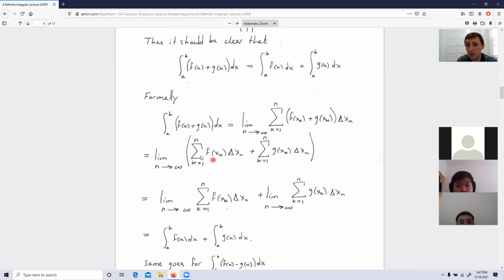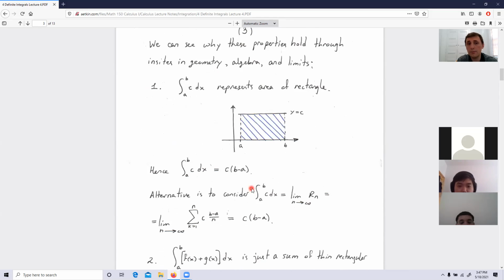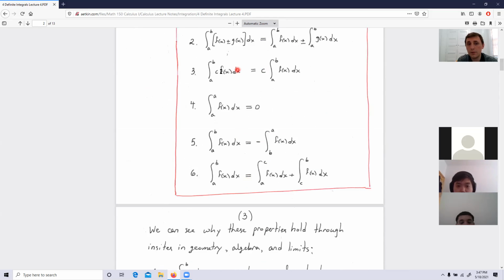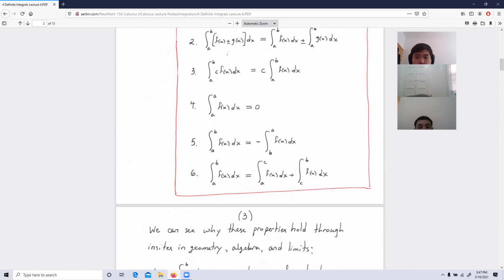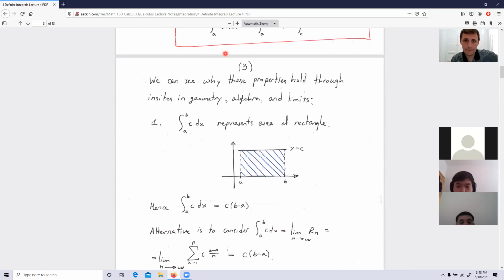Formally, this integral is a limit of Riemann sums, and I can break the Riemann sum into two separate Riemann sums. Here is one, here is the other. Yes? The reason I can move out a scalar from the integral is because I can factor a constant out of a summation. Yes?